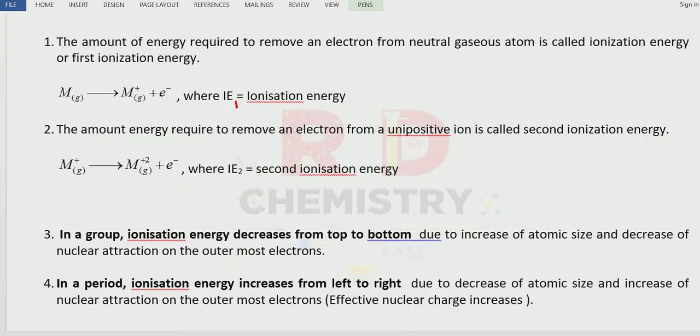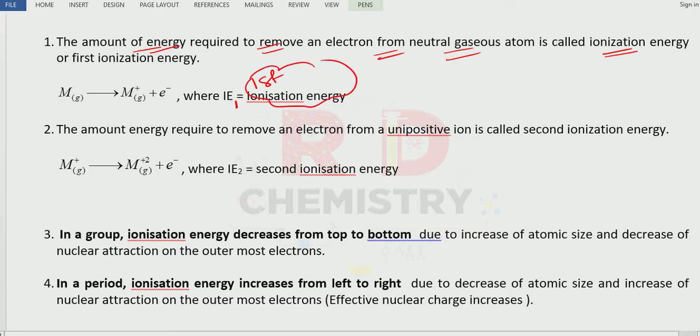We'll move on to the ionization enthalpy. What is ionization enthalpy? The amount of energy required to remove an electron from a neutral gaseous atom is called the ionization energy. Generally we remove electrons from the outermost valence shell. The energy required to remove the first, outermost electron is called the first ionization enthalpy. After forming the cation, the energy to remove a second electron is called the second ionization enthalpy.